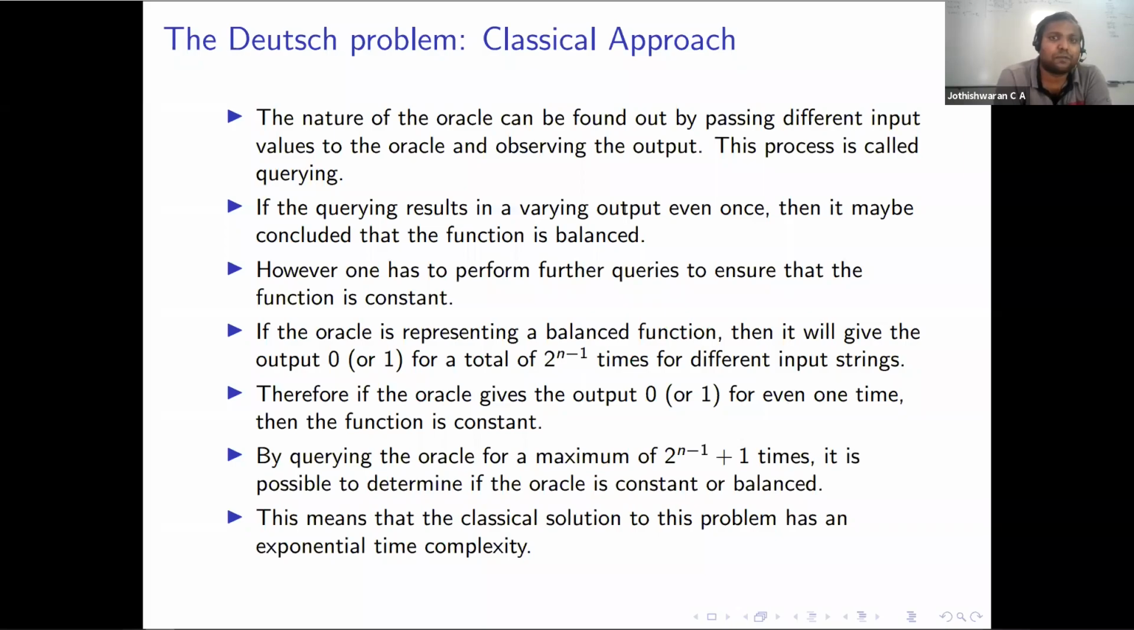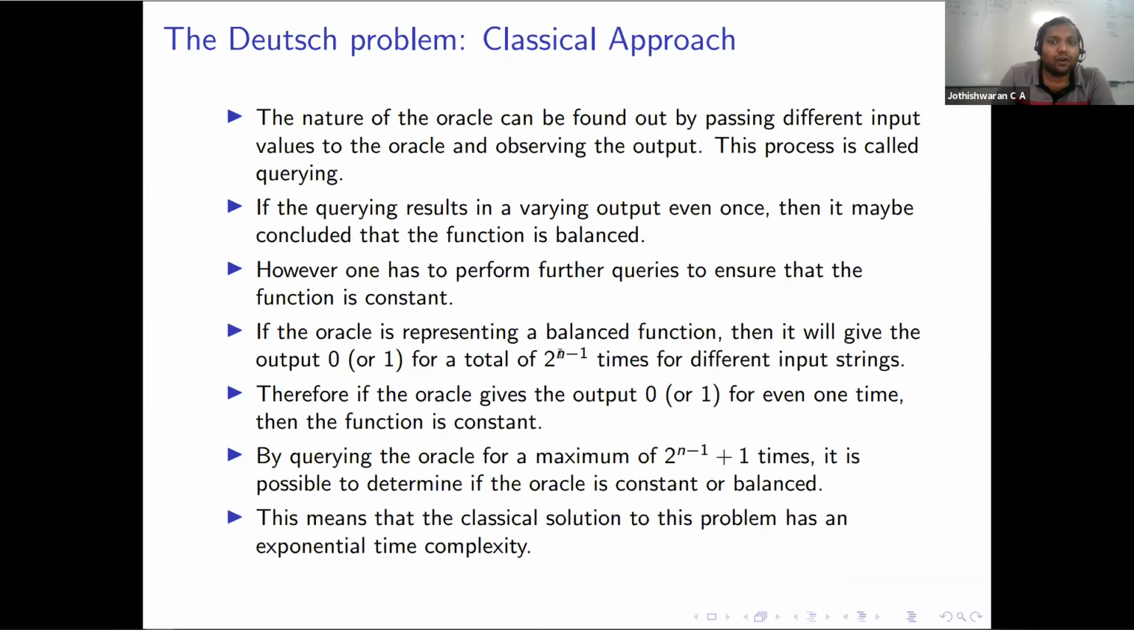The answer to that is simple. If my function is balanced, then the output 0 or 1 can occur only a total of 2 to the power n minus 1 times, as we saw before. Therefore, while querying my oracle, if I get 0 or 1 even one more time, once more than 2 to the power n minus 1, then it means that my function is not balanced. Therefore, it has to be constant.